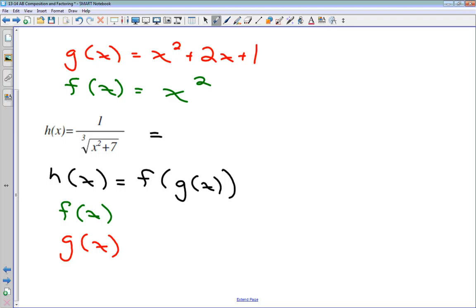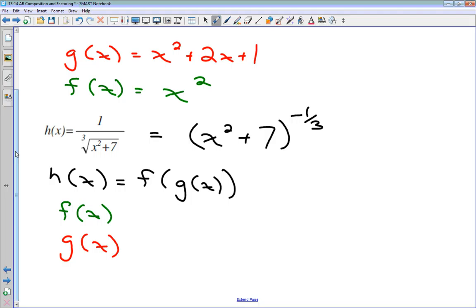To do this one, I would start off by rewriting h at x. How can I rewrite that to put it in a form that's a little bit easier to manage? I got a cube root. It's down in the denominator. What can I do with that cube root? Yeah. x squared plus 7 to the negative 1 over 3. That cube root is really an exponent of 1/3. If it's down in the denominator, I can bring it up to the numerator and make it negative.